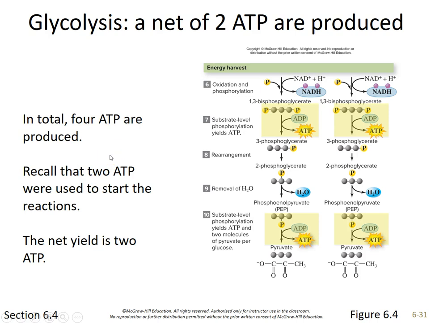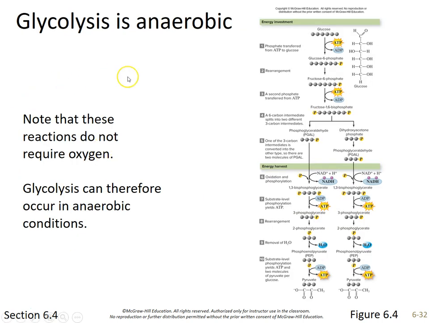4 ATP are produced, but we say that 2 ATP are the result of glycolysis because we needed 2 ATP to start the reaction. So the net yield is 2 ATP. Glycolysis is anaerobic. Anaerobic means that it does not require oxygen. Glycolysis can occur in anaerobic conditions.